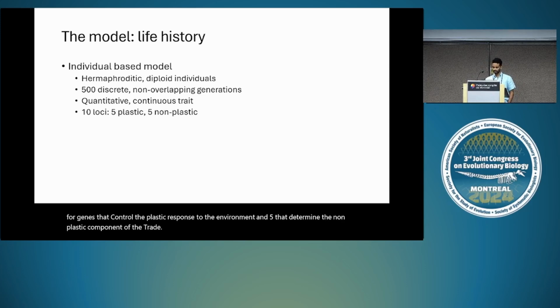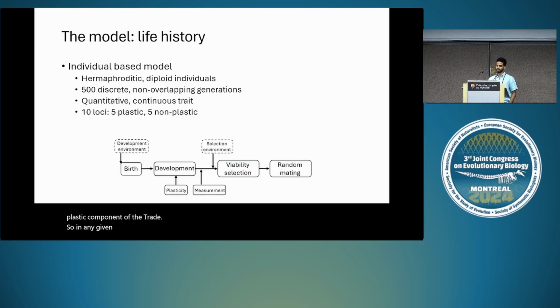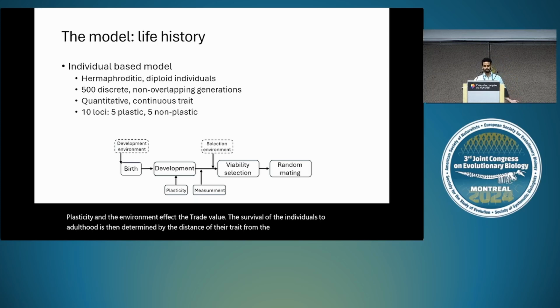So in any given generation, individuals are born and undergo development in a particular environment. Plasticity and the environment affect the trait value. The survival of the individuals to adulthood is then determined by the distance of their trait from the optimum. Random mating occurs at the end of the generation. All adults die, and juveniles undergo the same process at the next generation.